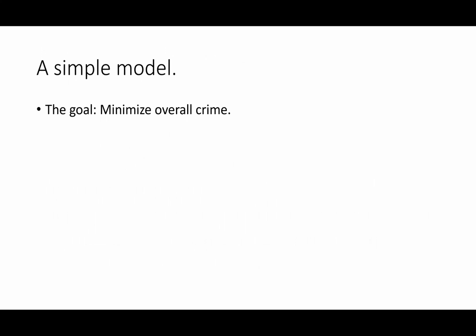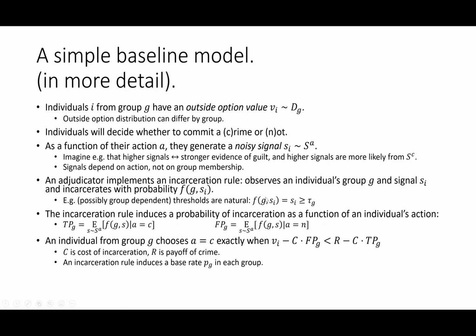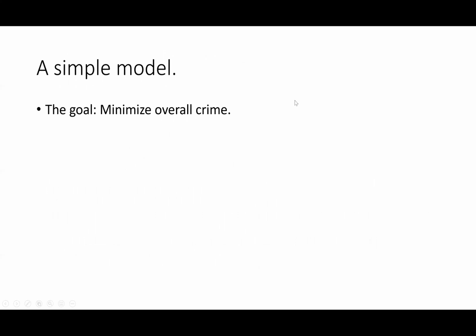So we have a simple model, and we're going to set out a simple goal. You could write down other goals. Here's ours. We're just going to ask, what criminal justice policy, what function F, should we commit to if our goal is to minimize overall crime, right? And note that because crime rates are now a function of the policy that the adjudicator commits to, they're not fixed. So it's sensible to ask for the policy that minimizes crime.